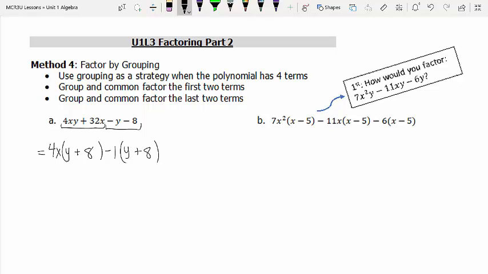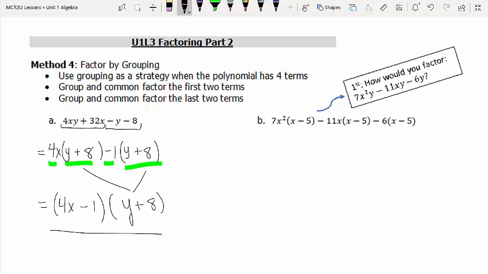And now it's exactly like that middle part of decomposition. Because our brackets have the same thing inside of them, and whatever's left over is outside of the brackets, let's form our two factors by taking what's left over. So the 4x and the minus 1, put them together in one set of brackets. Then your second set of brackets is your y plus 8. And then we've factored it.